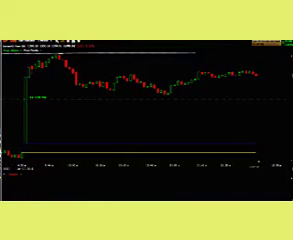We are looking at the 2-minute chart of the S&P 500.